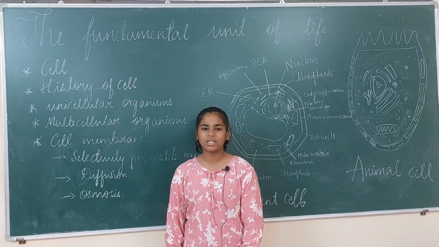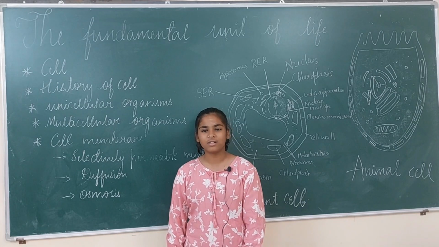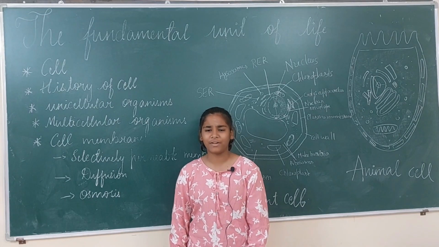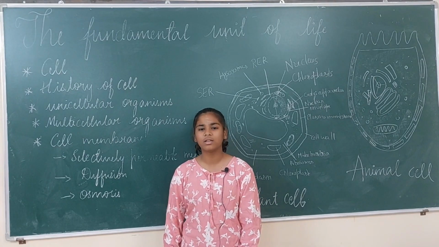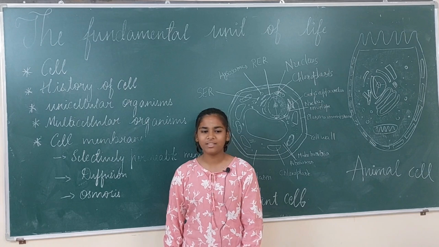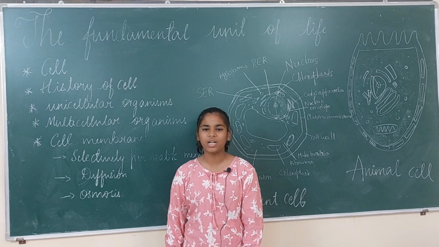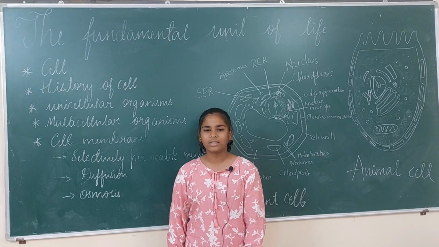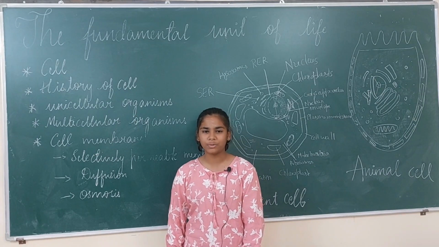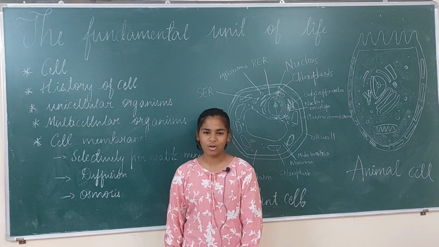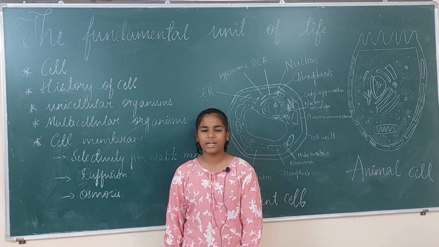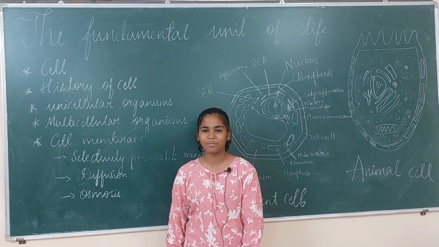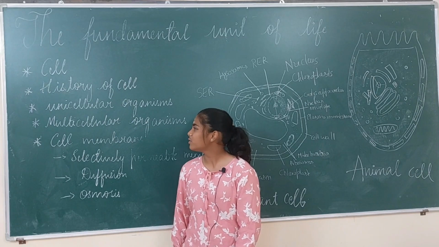Robert Brown discovered the nucleus in the cell in the year 1831. Purkinje coined the term protoplasm in the year 1839. In the year 1838 and in the year 1839, Schleiden and Schwann gave the theory that the cells are the unit of life for all the living organisms. In the year 1855, Virchow stated that all the cells arise from pre-existing cells.